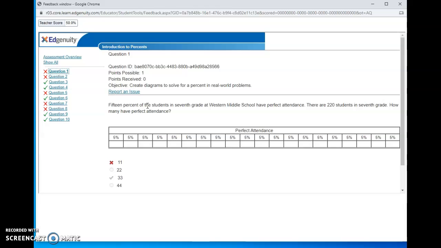So remember, when we're talking about 15%, that's the same as 0.15, so hopefully you have a calculator. So 0.15 times 220 is 33.